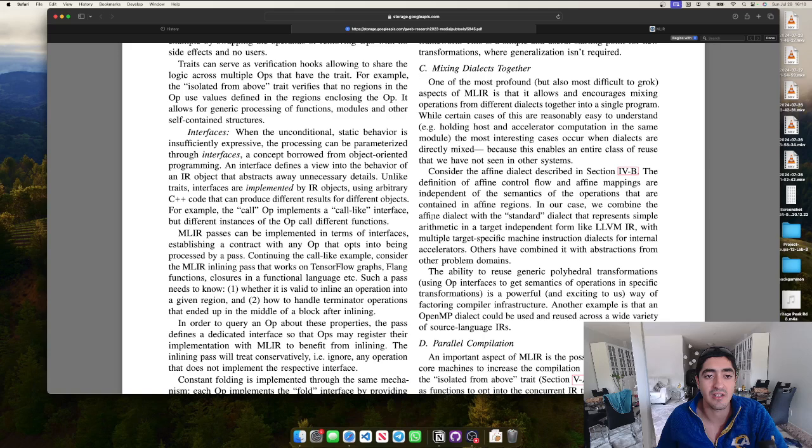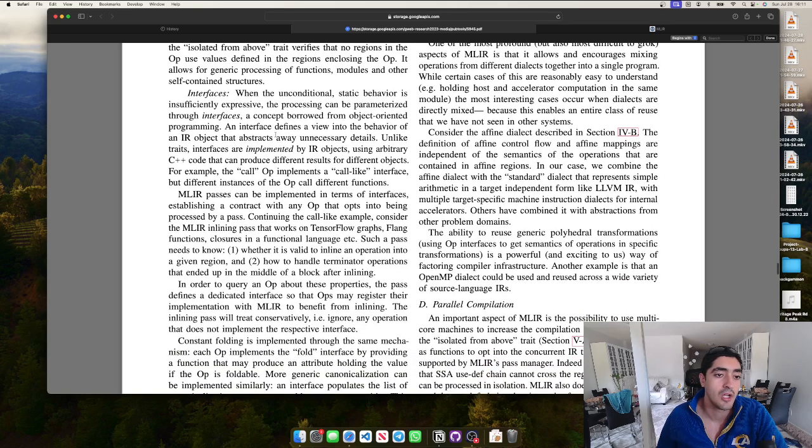Traits can serve as verification hooks, allowing to share the logic across multiple operations that have the trait. For example, the isolated from above trait verifies that no regions in the operation use values defined in the regions enclosing the operation. It allows for generating processing of functions, modules, and other self-contained structures.